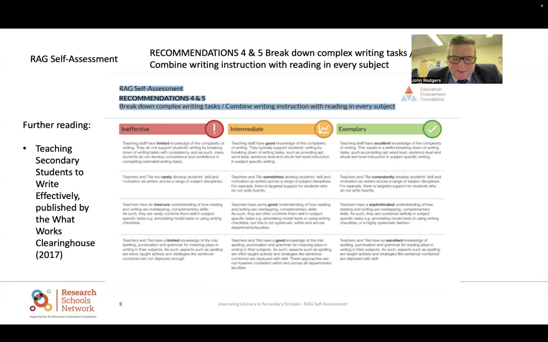Just wanted to mention this. I'm pretty sure this is on the Padlet. But really, really useful. We use these all the time, actually, to judge where we are. These RAG tools, as you can see, are written as a RAG bunch of descriptions for each of the recommendations. They've combined 4 and 5 here. You can use it to judge where your school is, but you can also read the green one and see that's where we want to be heading. That's what a really good exemplary implementation of this might look like.